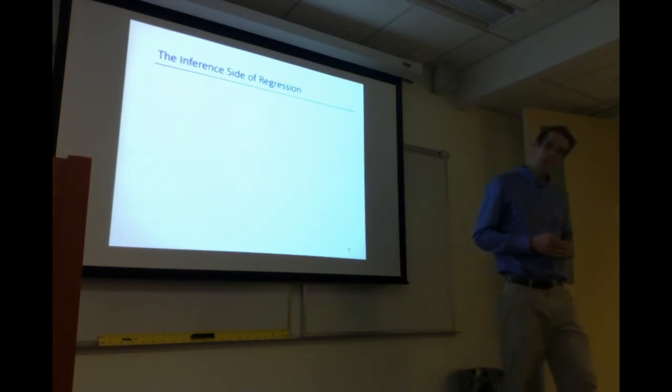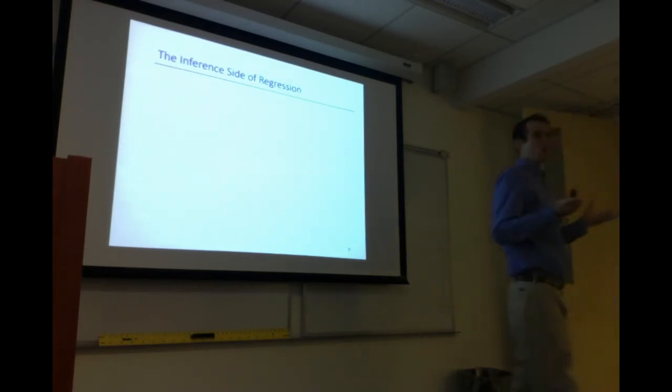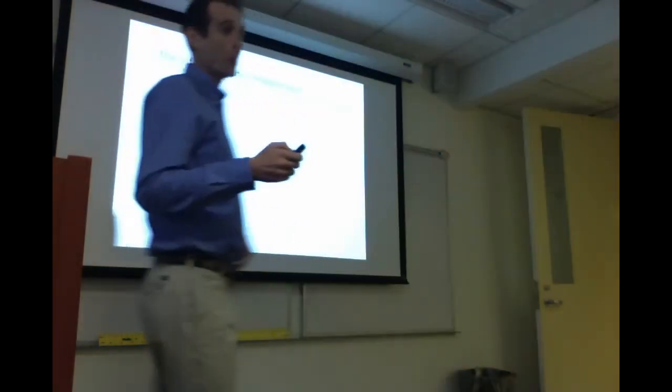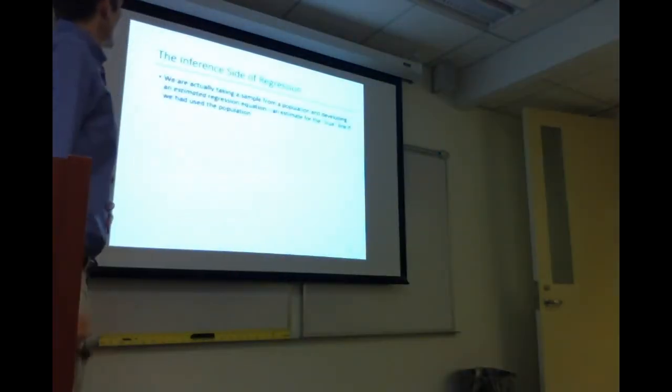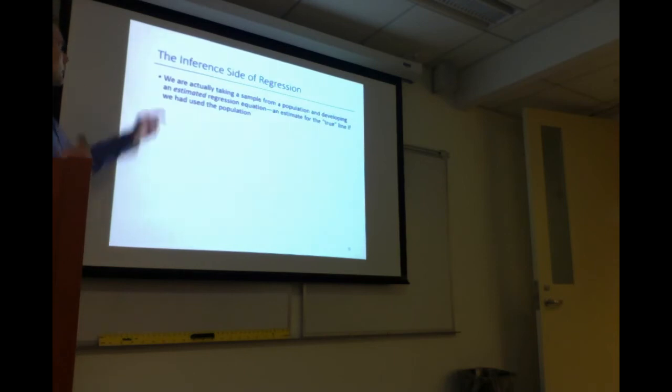What I promised you we would do next is talk about what we can infer about the whole population, because this is just a sample. That y-intercept, or the slope, what does the whole population say about that? Or how can we relate that to the whole population? We're actually taking a sample and developing an estimated regression equation, an estimate for the true line if we use the population.